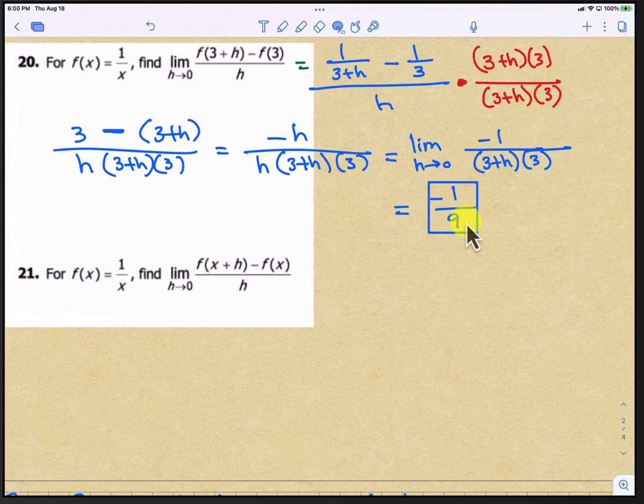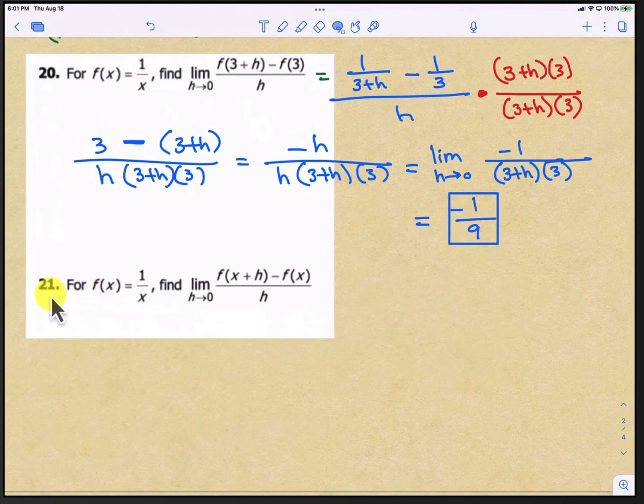And our last question is number 21. f of x is 1 over x, and then we're looking for the limit as h approaches 0 of this expression. So what is f of x plus h? That's going to be 1 over x plus h, and f of x is simply 1 over x. We'll need to find the common denominator, and the common denominator is going to be x plus h times x. So we'll multiply by x plus h times x on the top and bottom.